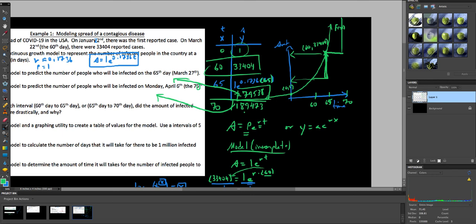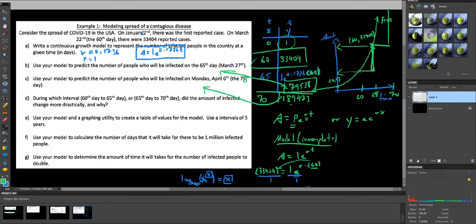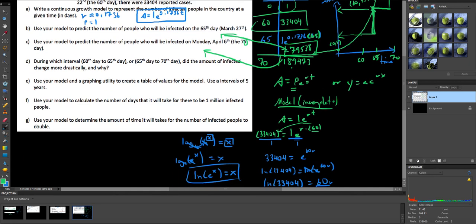So we see that exponential growth curves, why does this happen? Because they're growing steeper and steeper and steeper. Okay. So for the last part of this, F and G here, let's take a look at those. We want to do a couple things. So F says use your model to calculate the number of days that it's going to take for there to be 1 million infected people here.